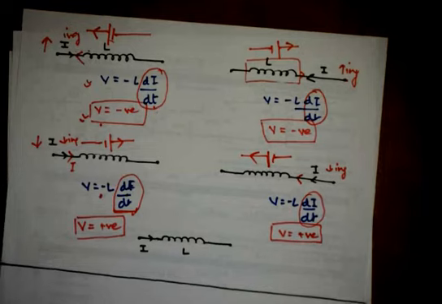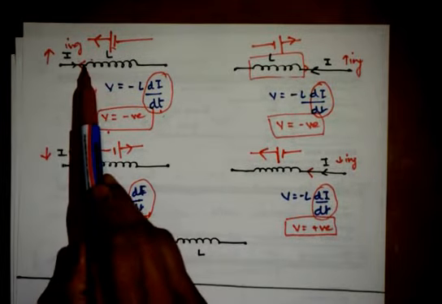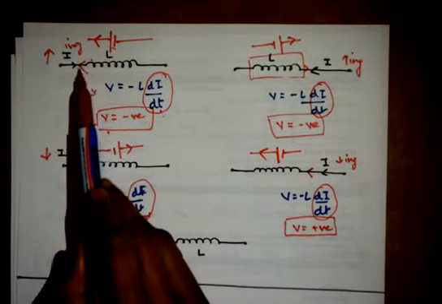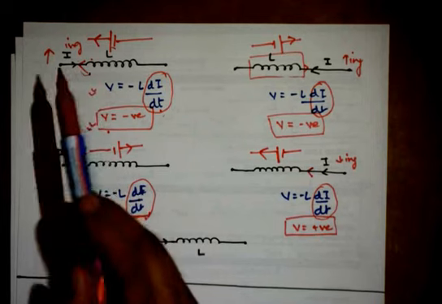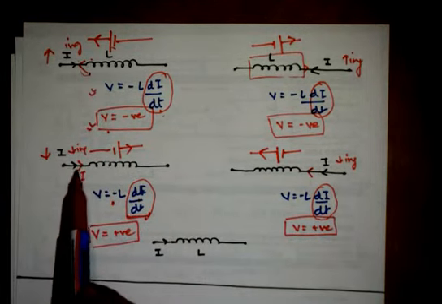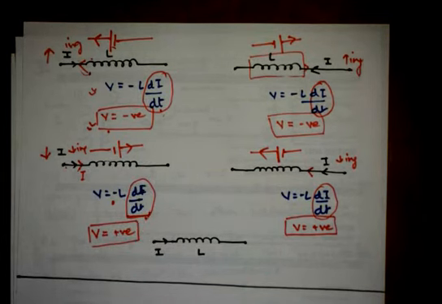Alright. So whenever we have an increasing current, the induced current will oppose the direction of that current, and whenever we have the decreasing current, the induced current will support the direction of the current.